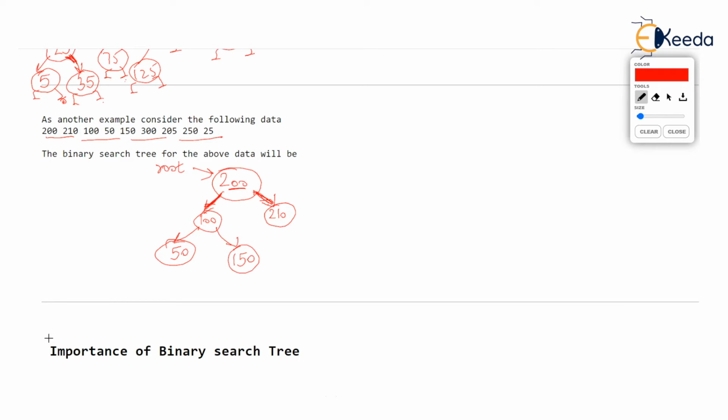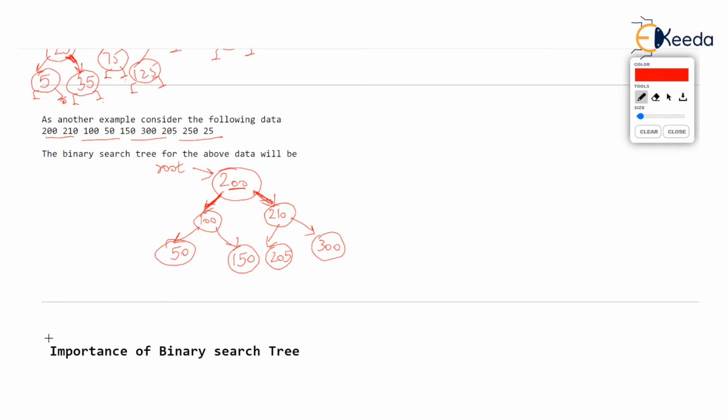Next value is 300. 300 is larger than 200, larger than 210. So 300 goes to the right of 210. Next value is 205. 205 is greater than 200 root value, so go to the right of root. But it is less than 210, so it will be added to the left of 210.